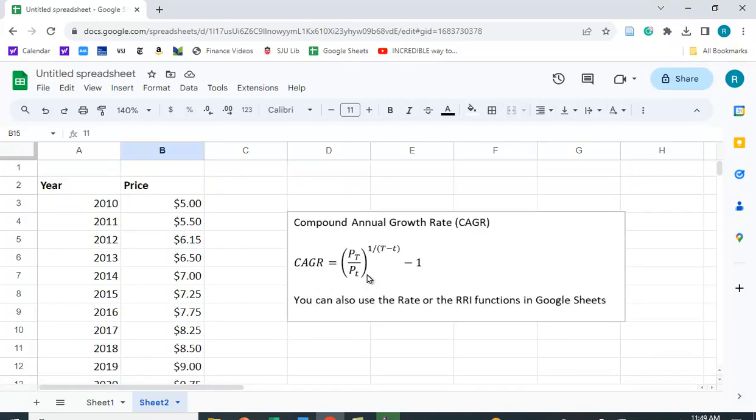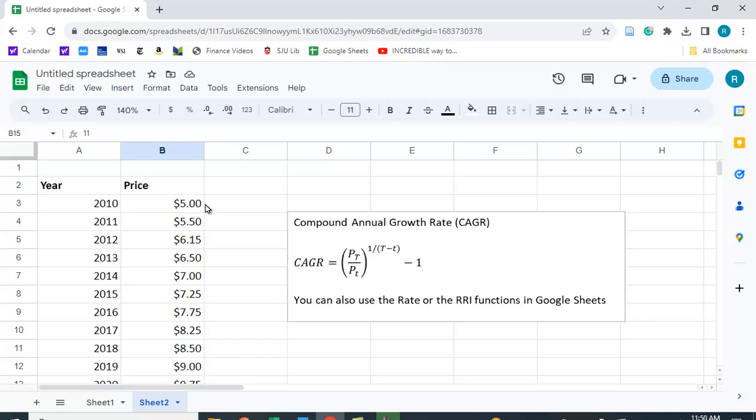So we use this formula. It's the price in the final period divided by the price in the beginning period, and that's going to be raised to the power of 1 divided by the last period minus the beginning period. So in this case it's going to be 2022 minus 2010. So it's going to give us 12 observations, 1 divided by 12 here.